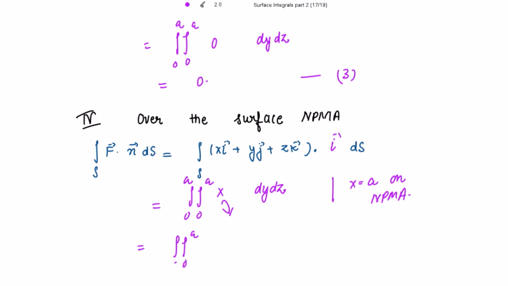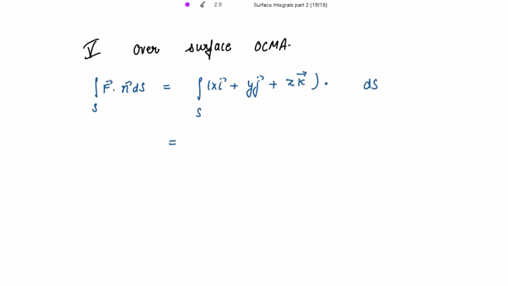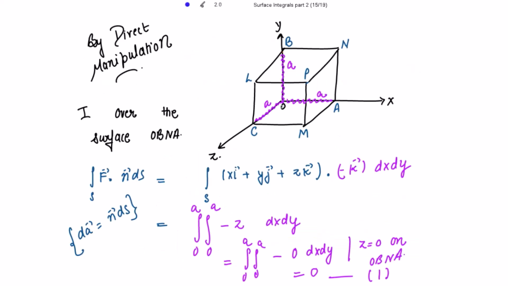So this is double integral, and this is a dy dz. Taking this a outside and integrating 1 with respect to first dy. So this is a from 0 to a. This is y from 0 to a dz. So putting the upper limit, we get a minus the lower limit, that is 0. So this is your a. So taking this a outside, it becomes a square. And now integrating 1 with respect to z, that gives a square into a, that is equal to a cube. And now over the surface OCMA, that is this one.